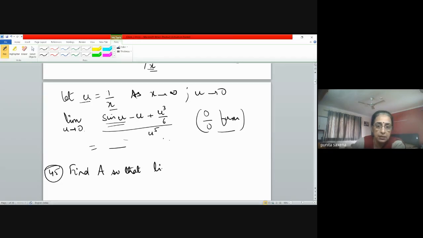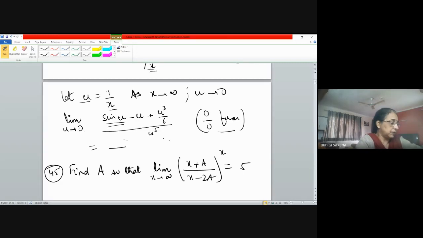limit x tending to infinity x plus a upon x minus 2a to the power x is 5. Okay, this is the problem that we have to solve.